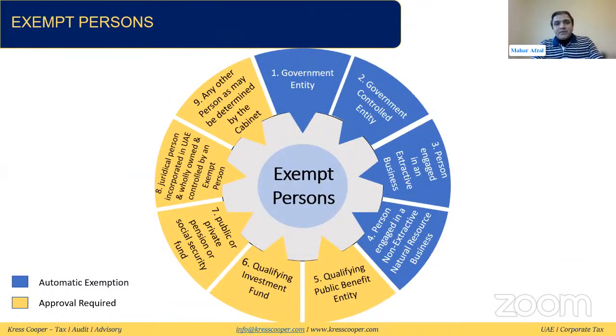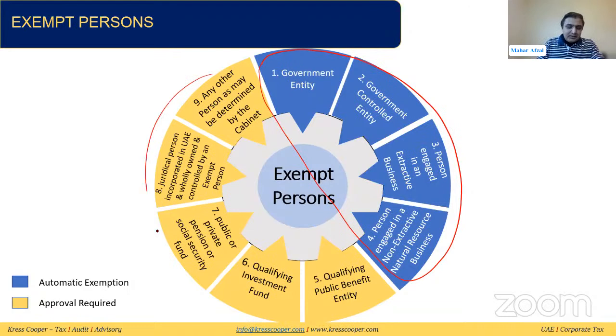Exempt persons are the government entity, government controlled entity, persons engaged in the extractive business, persons engaged in the non-extractive natural resource business, qualified public benefit entity, qualifying investment fund, and public or private pension or social security fund. These are the persons that we've already discussed. These are by default exempt from the UAE corporate tax law. These persons will require the approval from the respective authority to be declared as exempt from the UAE corporate tax law.